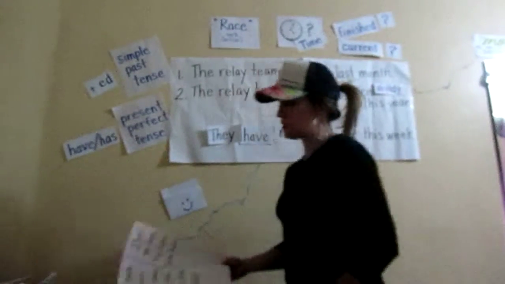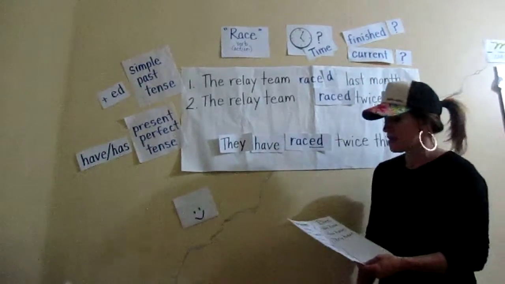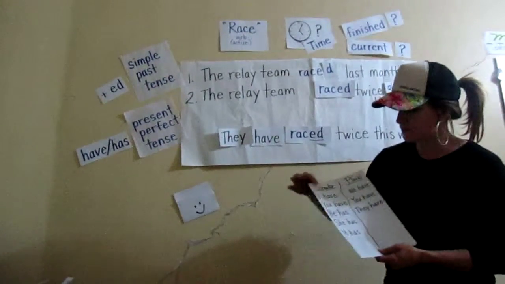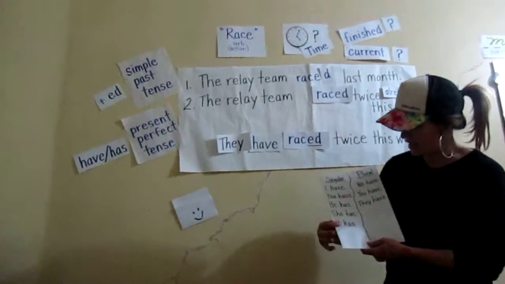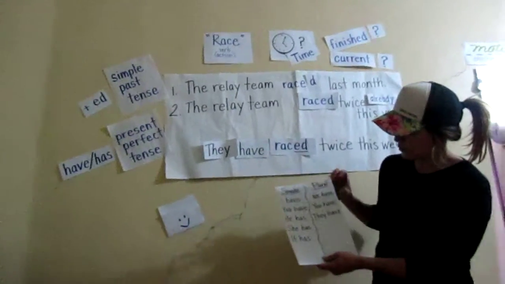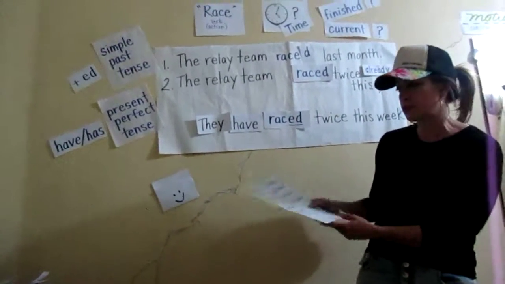And then really quick, on your auxiliary verbs for present perfect tense. The singular form would be I have, you have, he has, she has, it has. Plural, we have, you have, they have, and those would be the correct usage of those pronouns.